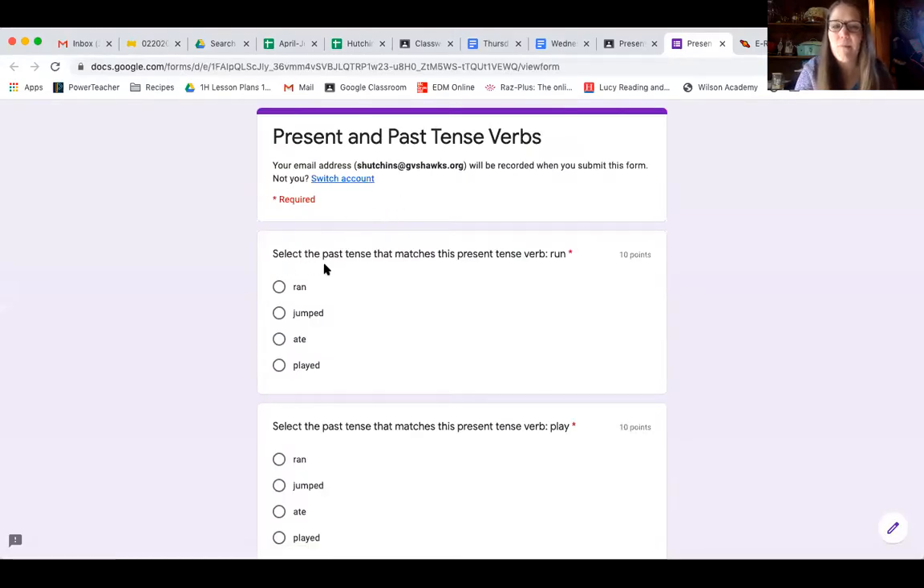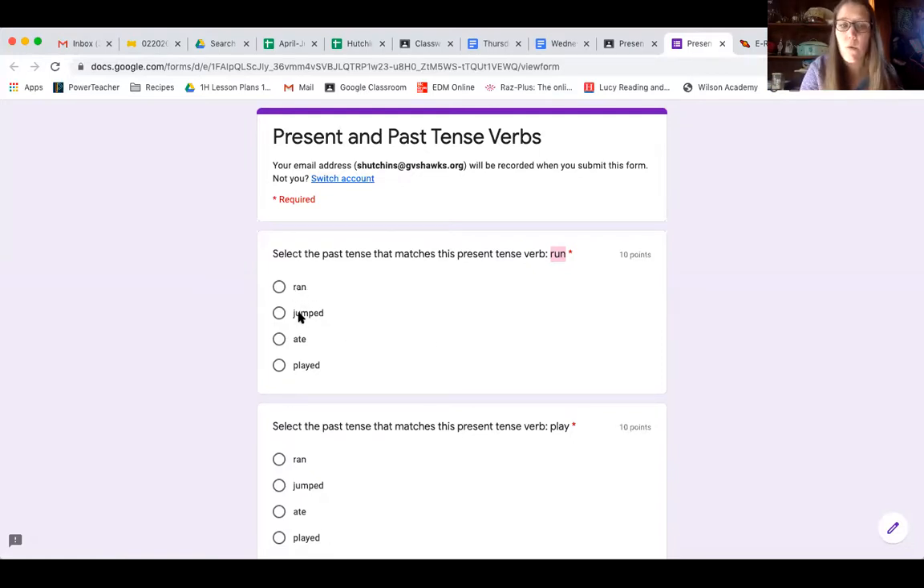Okay, so we're talking a lot about identifying which tense the verb is in. So the first one, select the past tense that matches this present tense verb. So you're going to think about the verb run, and you're going to decide, okay, run is the present tense. What's the past tense? And think about a sentence that already happened. I ran to the store. That's something I already did.